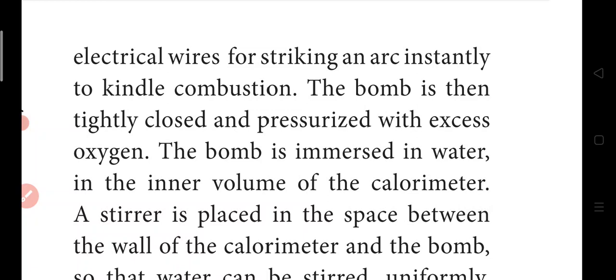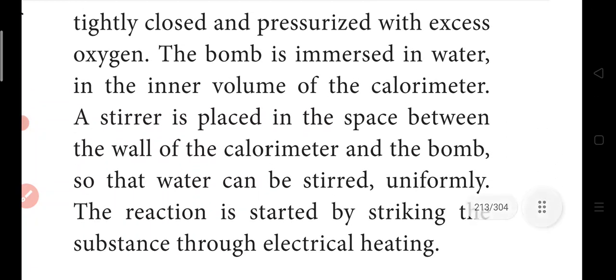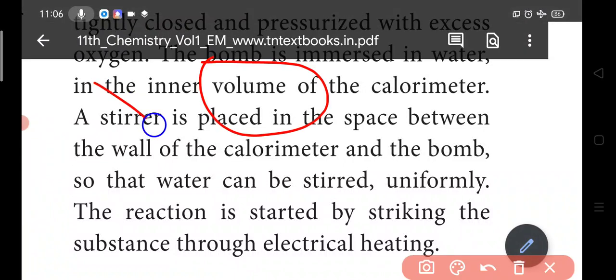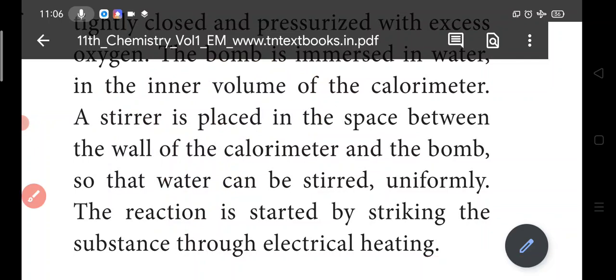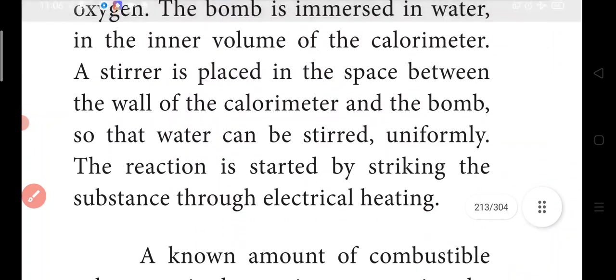Now what will happen, the bomb is immersed in water in the inner volume of the calorimeter. After doing all this, we have to immerse it in water. A stirrer is placed in the calorimeter space, in the space between the wall of the calorimeter and the bomb. So afterwards you will have a small stirrer like this. The stirrer is inserted in the space between the wall and the calorimeter, so that we can stir continuously and the water can be stirred uniformly.